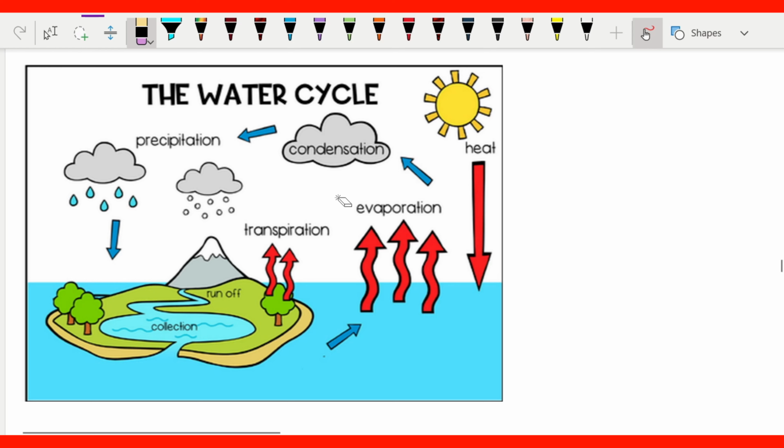So water evaporates from the sea, and then it condenses and becomes cloud, and from there it goes down as rain, precipitation, and it goes down here and goes to the collection and then runs off and is also absorbed by the plant, and then again it is evaporated. Right, this is the complete water cycle, and this is part of our answer here.